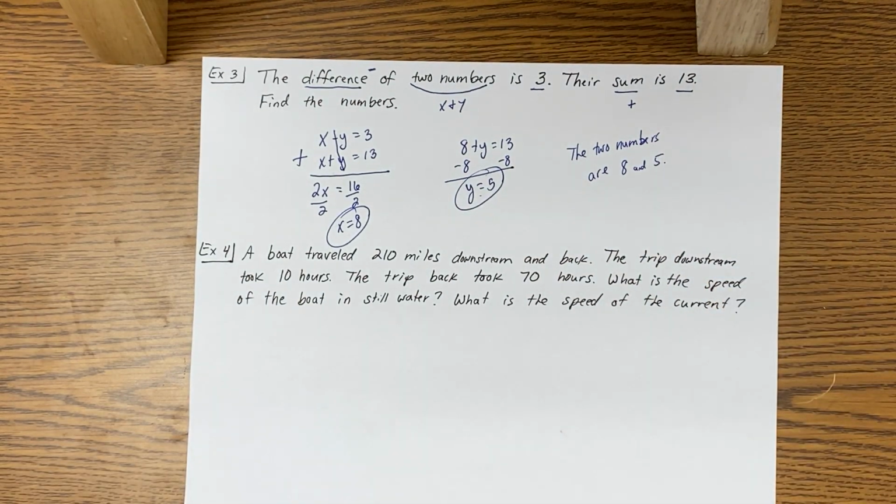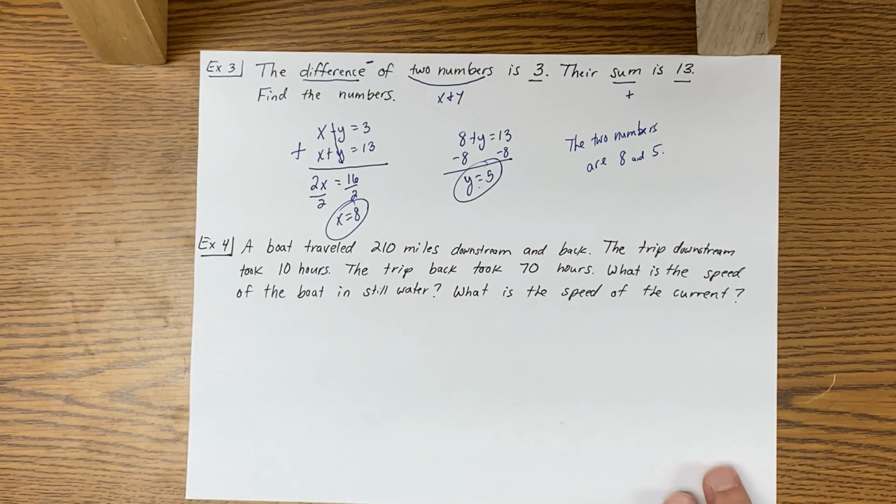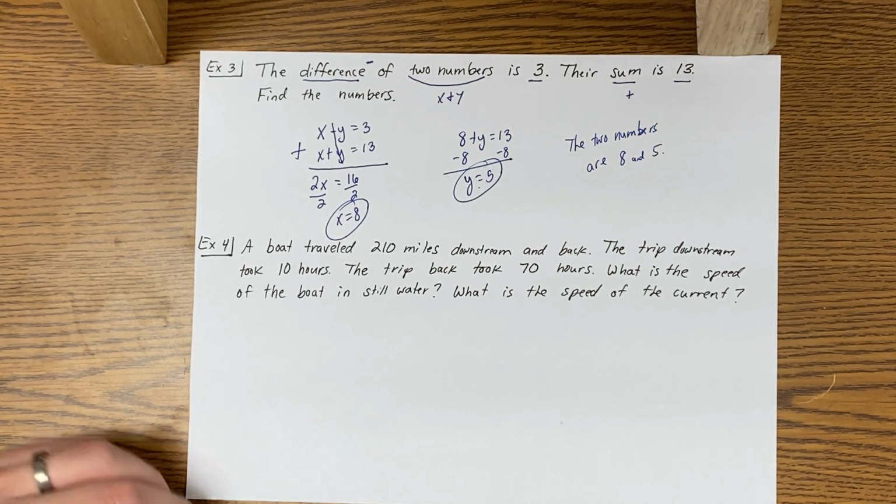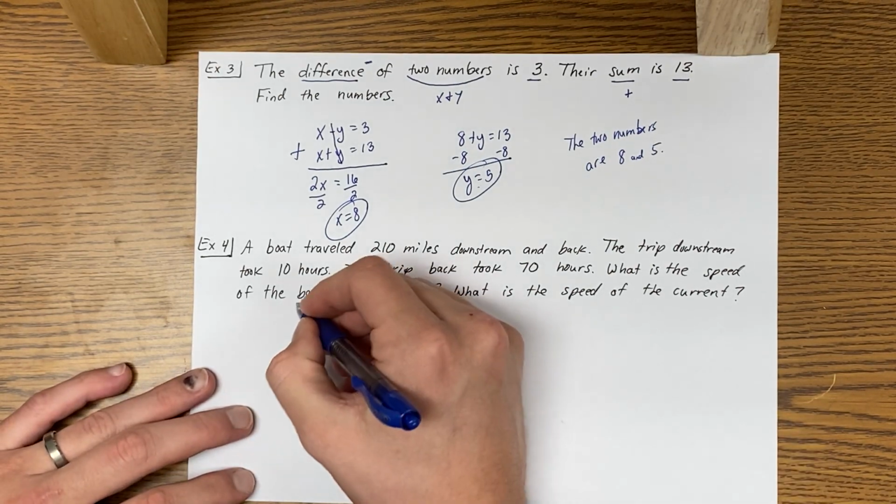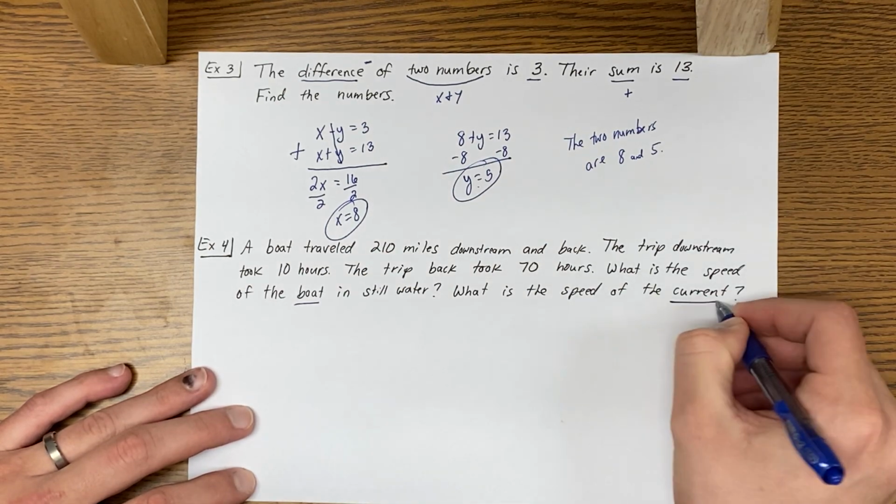All right, our last example says, a boat traveled 210 miles downstream and back. The trip downstream took 10 hours. The trip back took 70 hours. What is the speed of the boat in still water? And what is the speed of the current? Okay, a lot of information here. Let's look at what they're asking us. What is the speed of the boat? What is the speed of the current?